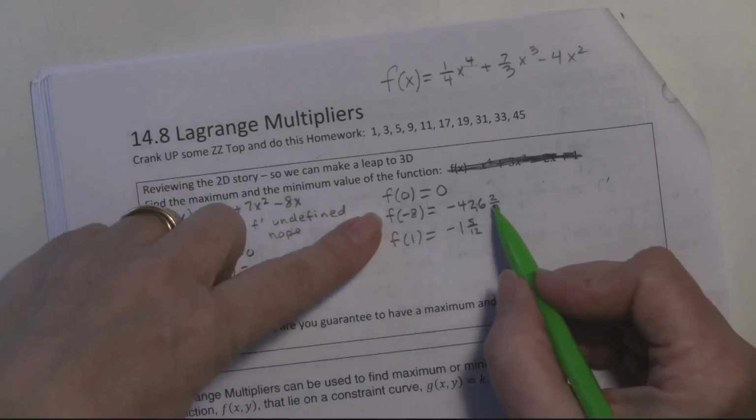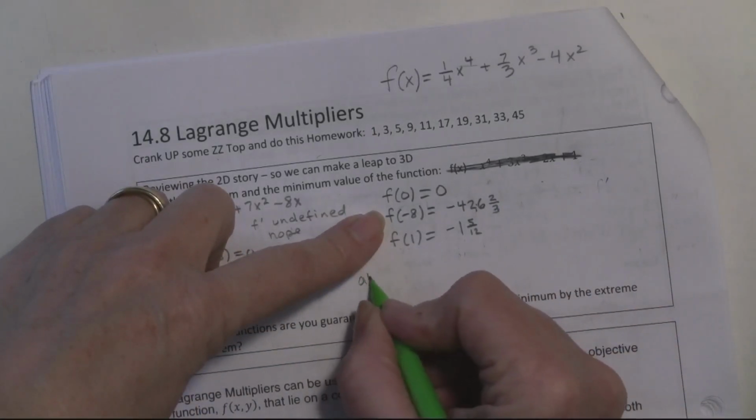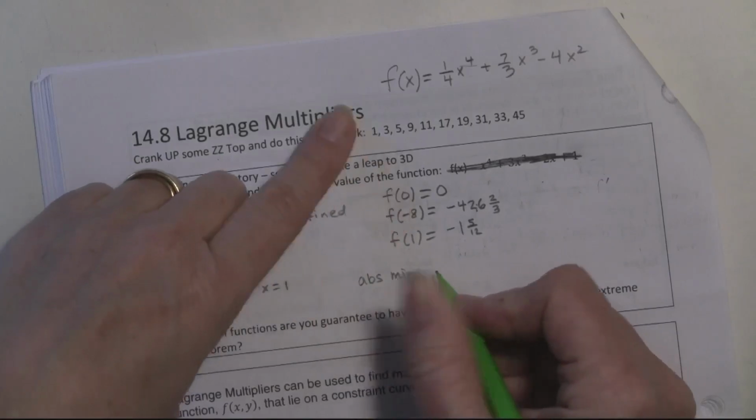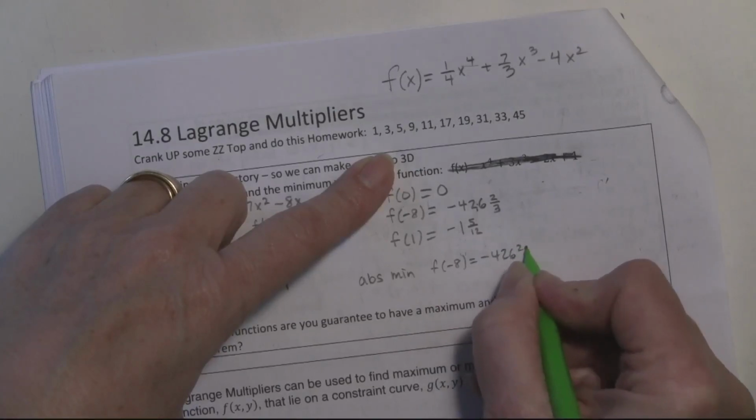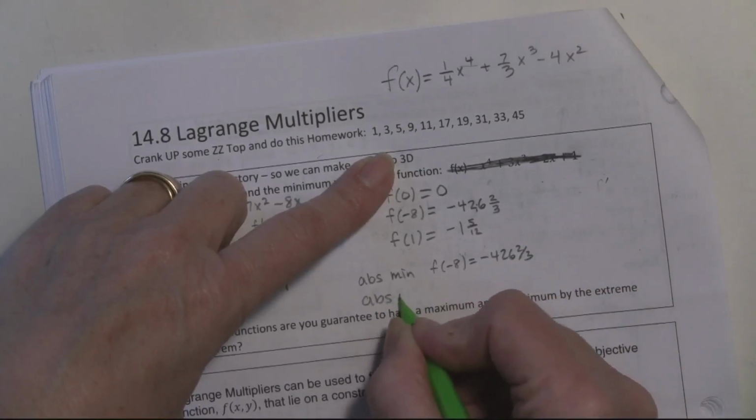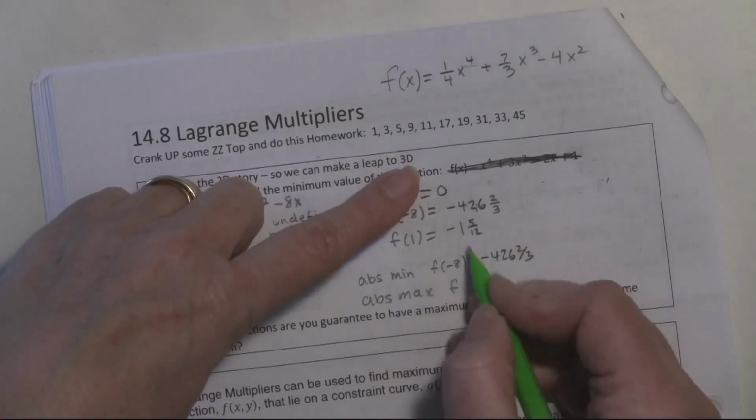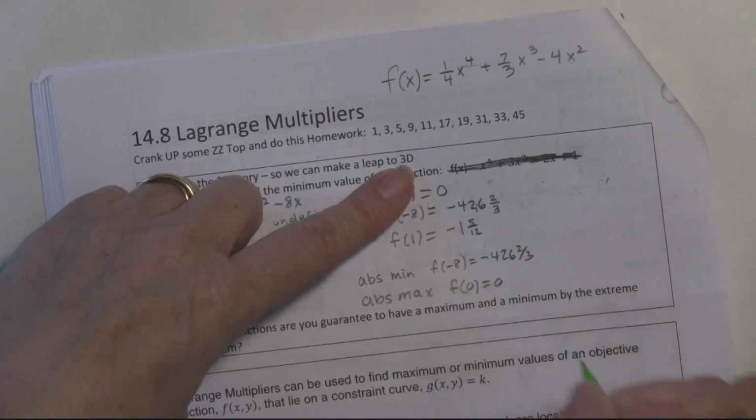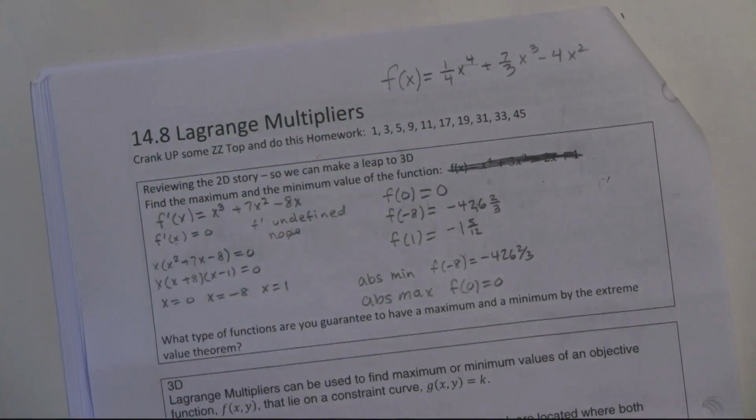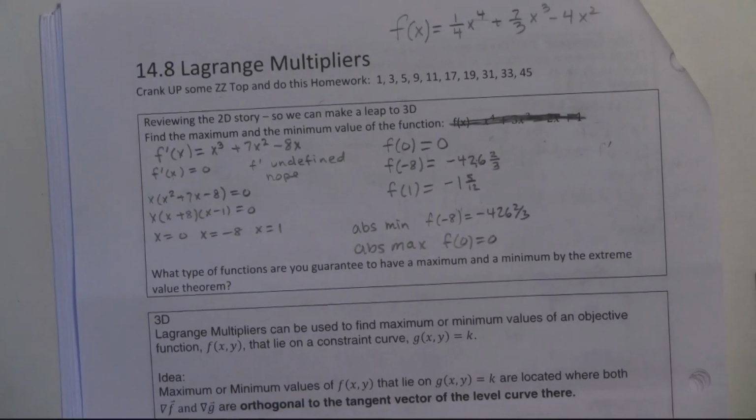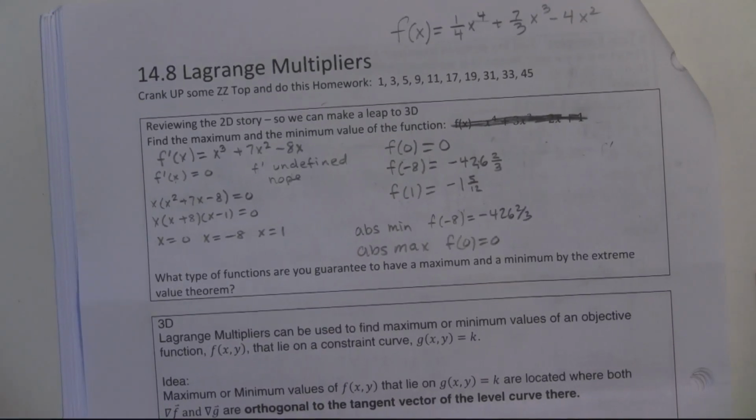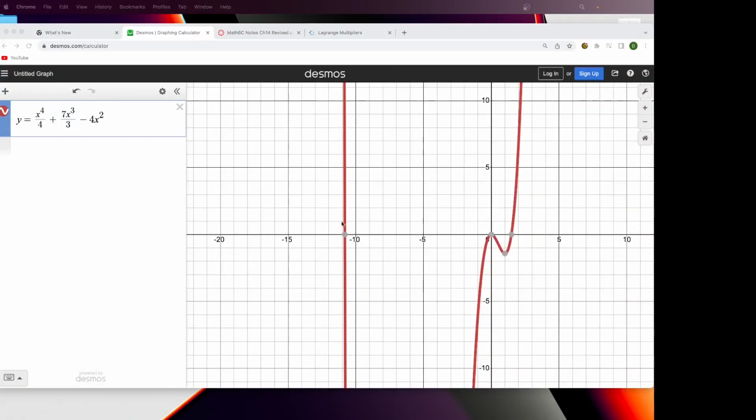the very smallest one right here is the absolute min, f at negative 8 equals negative 426 and 2/3. And if I said this would be the absolute max, the biggest one, f at 0 equals 0, well, I'd be wrong, right? And so this is why I wanted to show you this. I want to show you a graph so that I can show you why I'm wrong, and you can tell me what I did wrong as well. And if you're like, you led us astray, you're right, I did. I led you astray, and I would probably do it again.